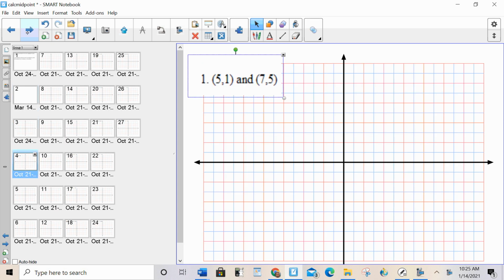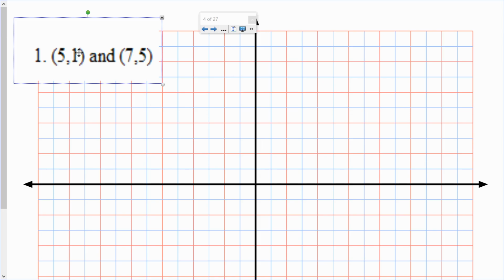So let's take a look at this first example here. 5, comma 1 and 7, comma 5. So the midpoint is the point that's directly in the middle of the two endpoints. So if I'm going to do this graphically, if it's 1, 2, and then 1, 2, 3, 4 to get from one point to the other, then I would do half of that. Instead of going 2 over, I would go 1 over, and instead of going 4 up, I would go 2 up, and this would be my point.